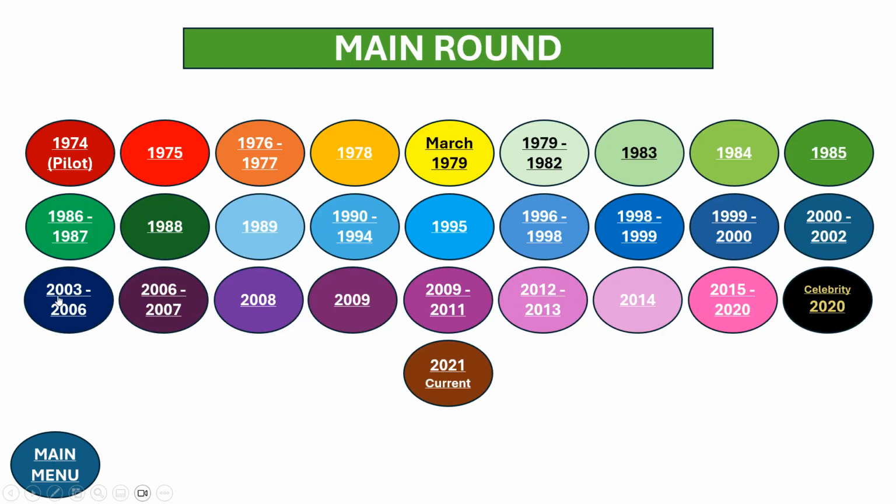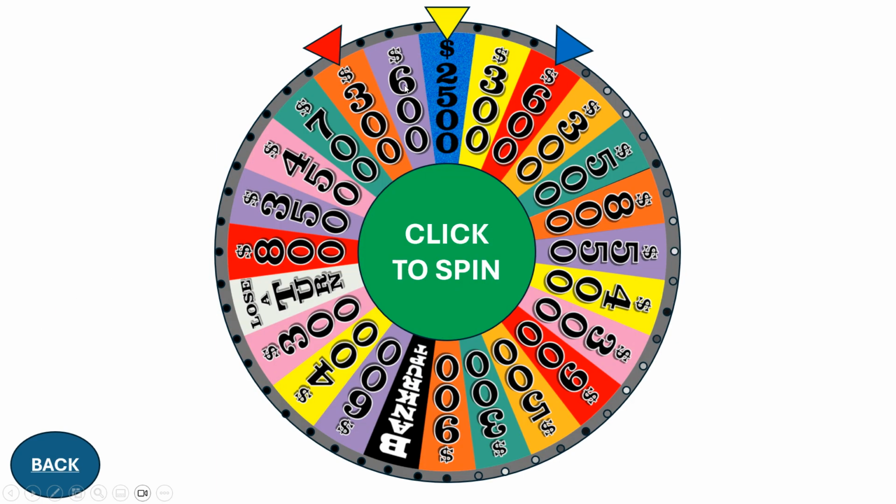Now it's on to 2003 till 2006. As you can see, the dollar amounts now have a different font instead of the original font. It's still white outer outlines though.